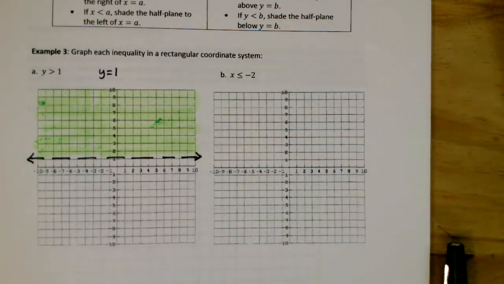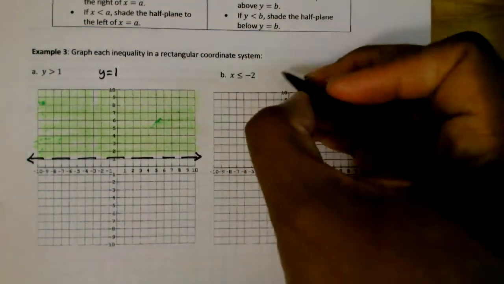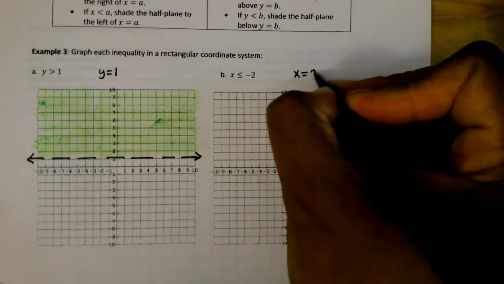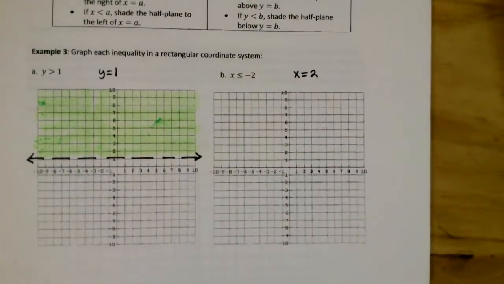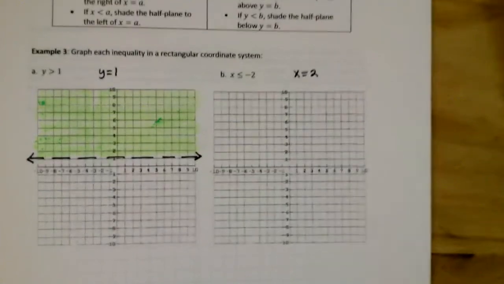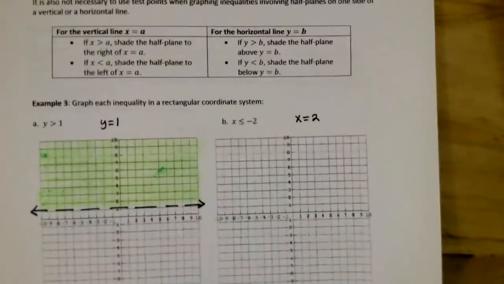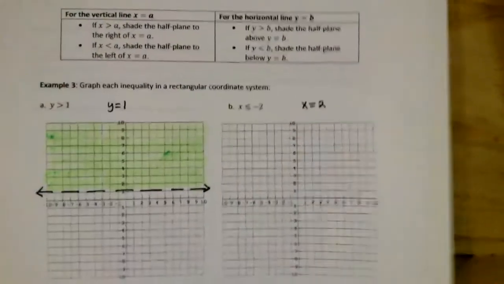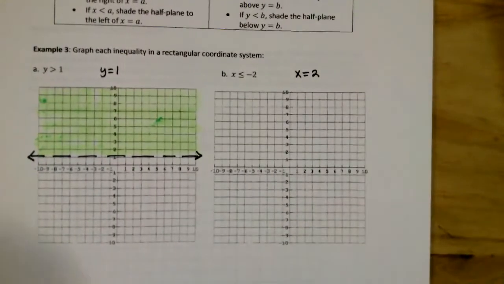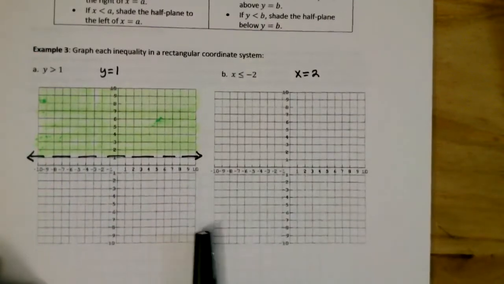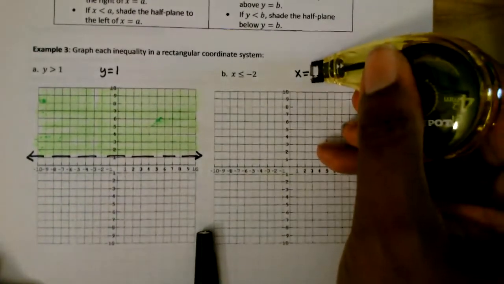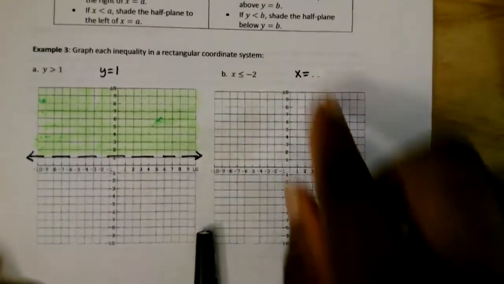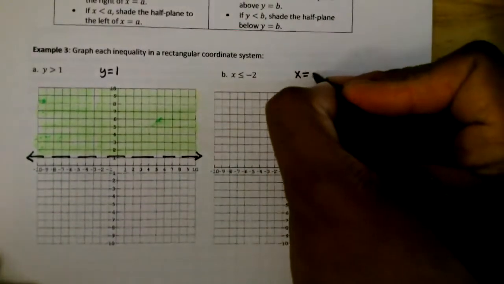Part B, x is less than or equal to -2. Now we can graph this as if we were graphing x equals -2. And x equal to a constant means that we have a vertical line. So at -2, by the way, that should be -2.